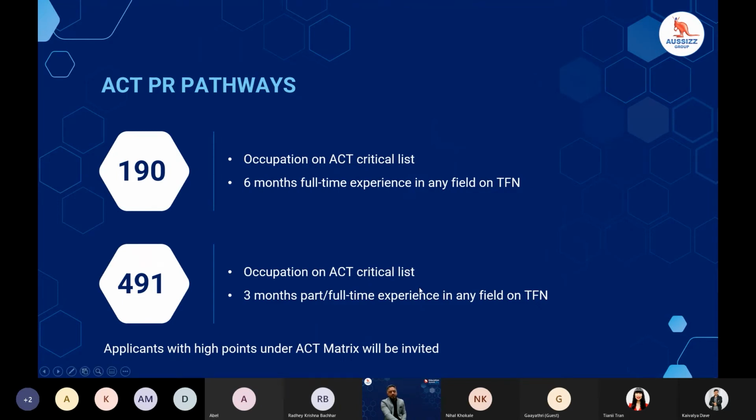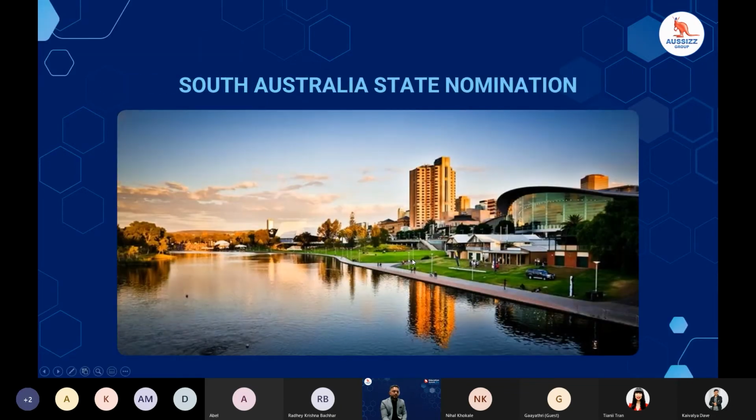If you're selected, you get invited for 190 or 491. Once you're invited, you submit all your documents, and then if you're selected, you get the 190 or 491 invitation depending on the one that you've selected. The good news for the business category is there are separate allocations that they've put in. So the invitation round happens at the same time, but the business category will be invited probably faster than other candidates because there are fewer candidates in the business category.